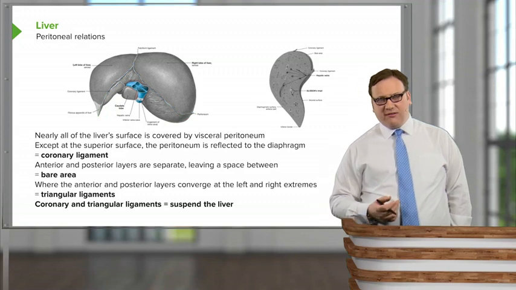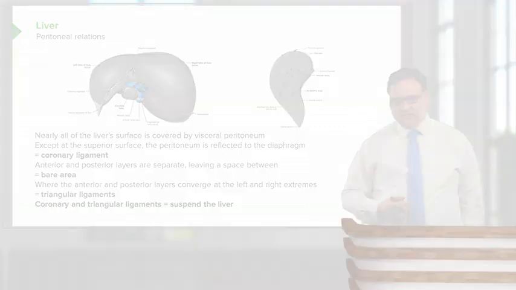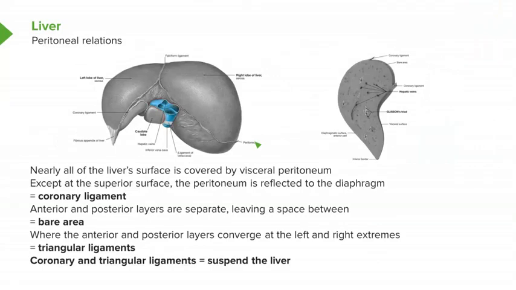You also have the inferior vena cava running up through the liver, especially along its posterior surface, and that helps to anchor the liver in place also.